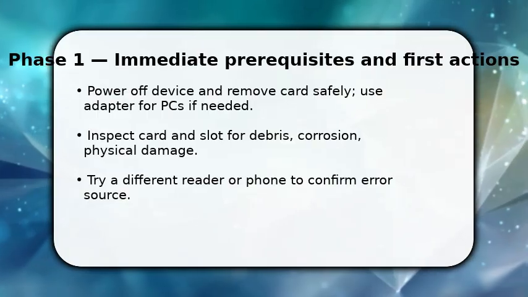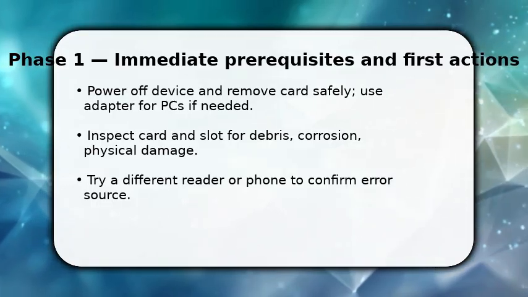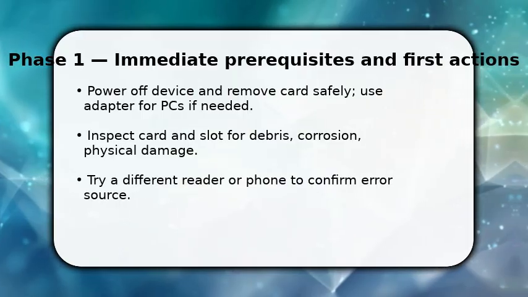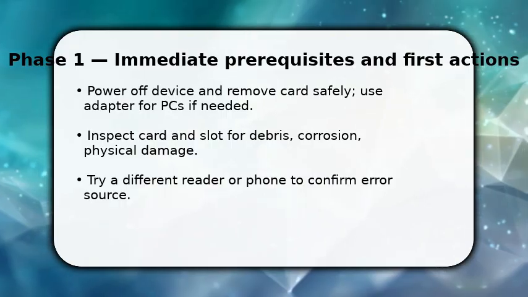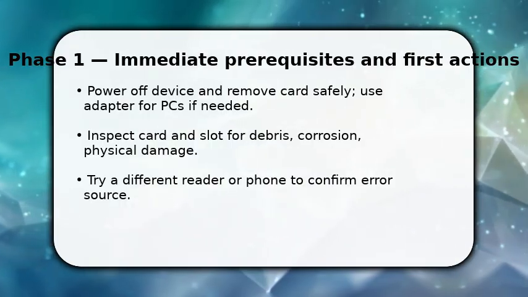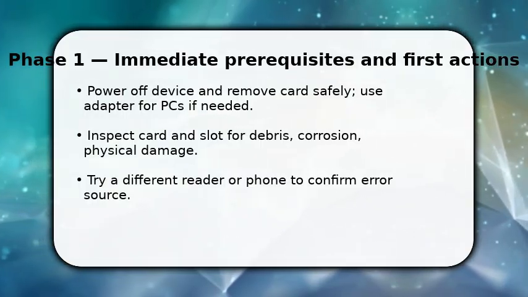You begin by acting fast but precise. Power off the camera or phone, eject the card, and visually inspect both card and slot for grit or bent pins. Once done, reseat the card in a known good reader or another device to confirm the card itself triggers the error. Make sure to note any model numbers and error messages.